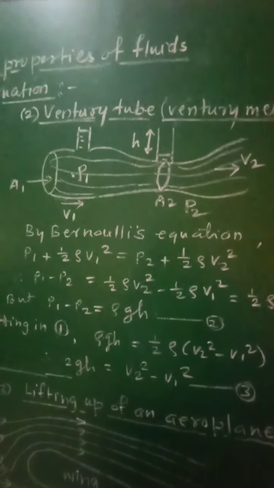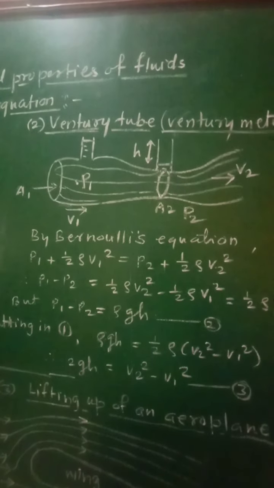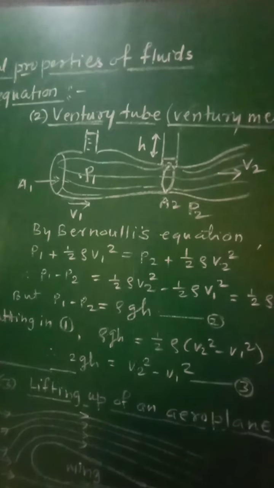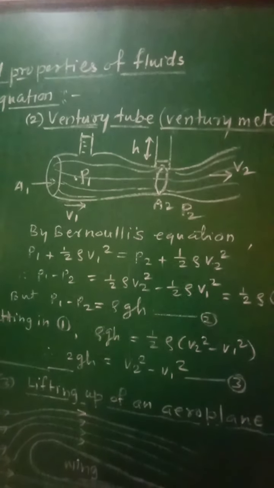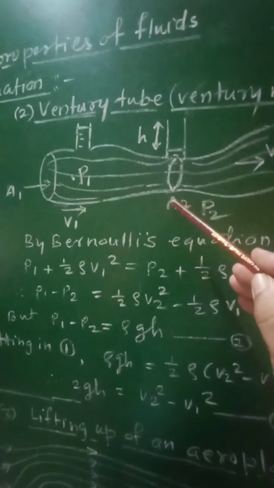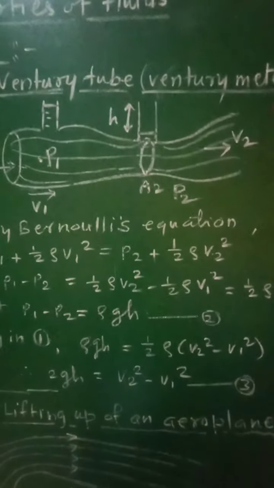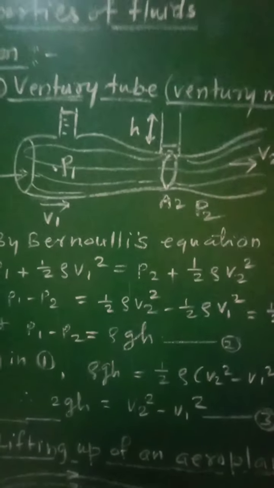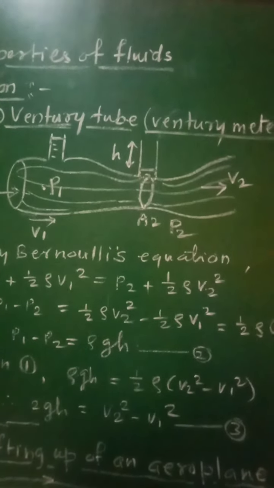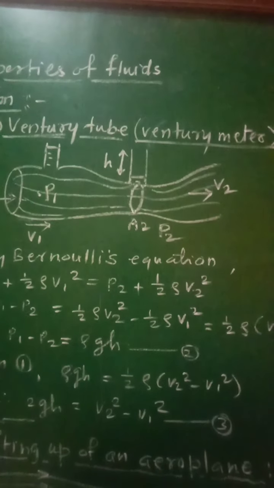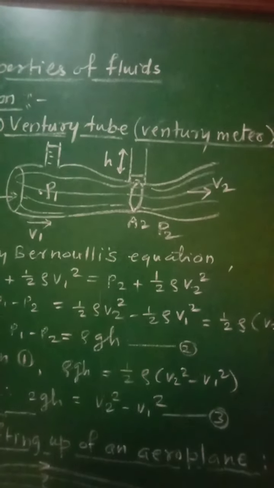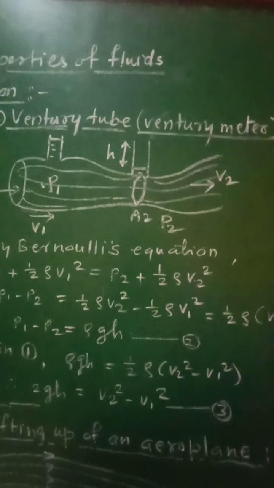If we consider this Venturi tube, then it has a constriction in the tube. So this will be the tube here, and there will be a constriction here, that is small diameter of the tube at any point, that is the constriction is present along the length of the tube. Then as the fluid passes through the constriction, its speed increases and hence the pressure decreases.